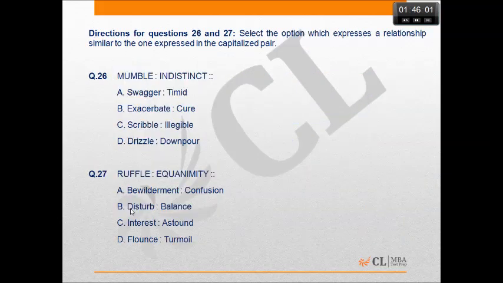Okay, analogies. Find the relationship that is similar to the capitalized pair. When you mumble, you are indistinct. Swagger, timid, no. Exasperate, cure, no. When you scribble, you are illegible. This is I. Drizzle, downpour, no. Ruffle, equanimity, these are opposites. Bewilderment, confusion, these are synonyms, so cannot be the answer. Disturb, balance, this is possible. Interest, town, not possible. Flounce, turmoil, obviously it should be B.